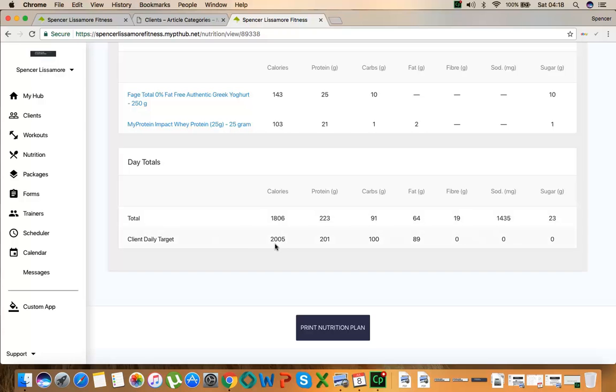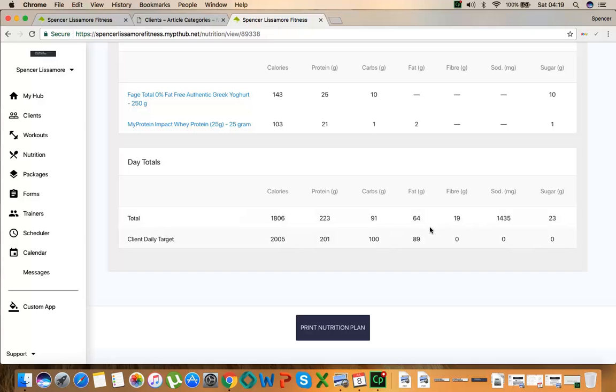Daily target is 2,000. I'm going to ensure that he's trying to stay within that range. Carbs, his total daily is 91. He's 100. He's currently on 91. And we try and get it as close as possible.